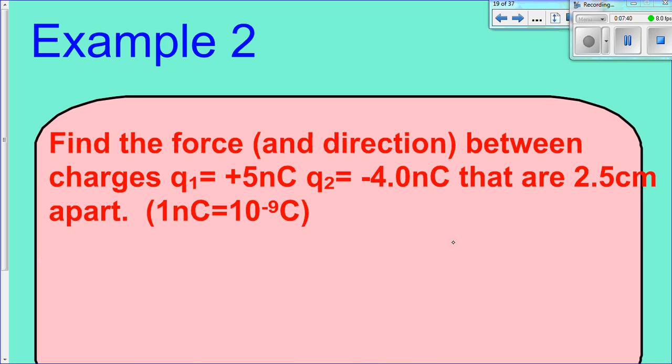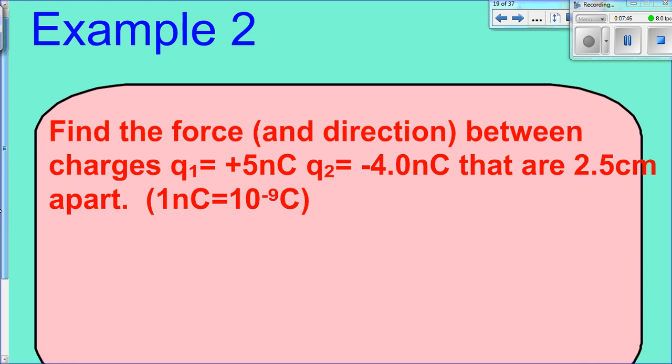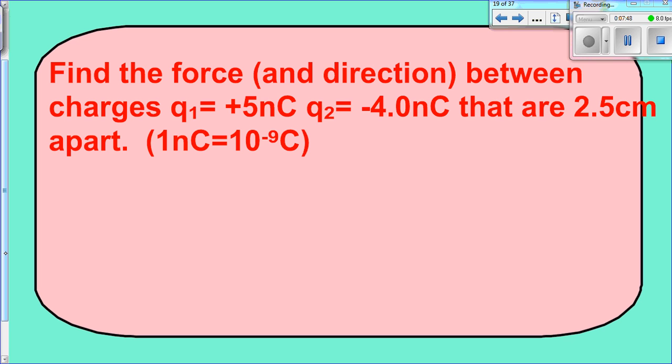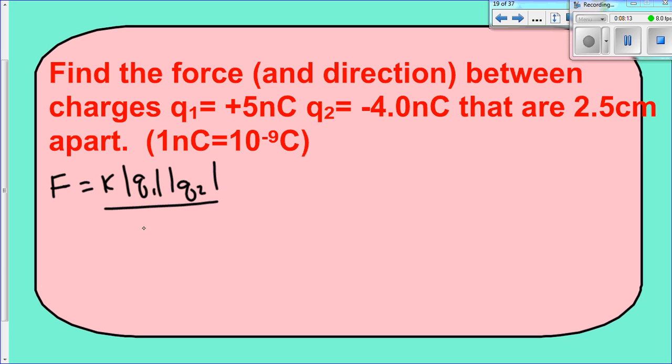Okay, let's move on to example number 2. So it's set up very similarly. It says find the force and direction between charges Q1 of positive 5 nanocoulombs and charge 2, negative 4 nanocoulombs that are separated 2.5 centimeters apart. And I've reminded you that 1 nanocoulomb is 10 to the negative 9th coulombs. Okay, so we're going to set it up. Force is equal to K times the absolute value of Q1 times the absolute value of Q2 divided by R squared. Okay, so let's fill that in.